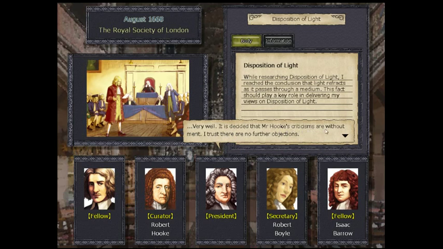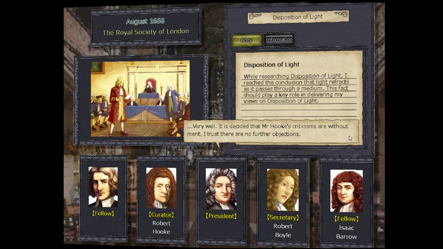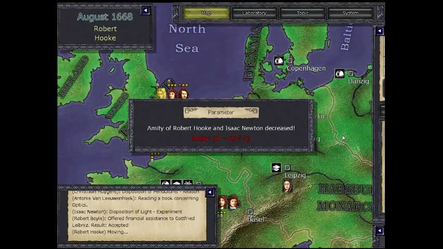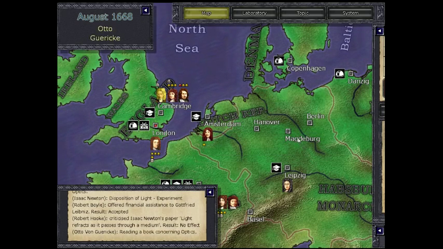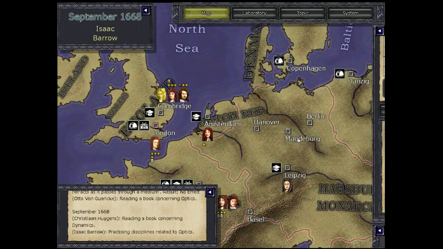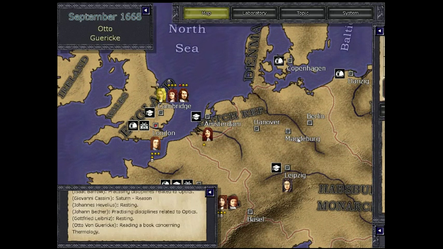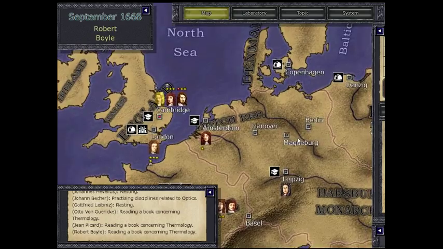Alright, it's decided that Mr. Hooke's criticisms are without merit. Haha, very good. The paper holds, the theory holds for now. But we lose our friendship with Hooke there. We never really had good friendship with Hooke. This paper continues to get challenged.